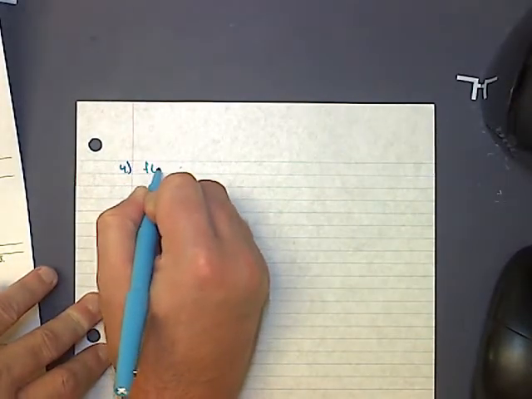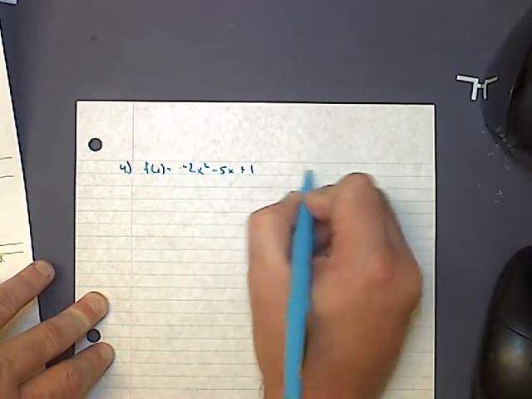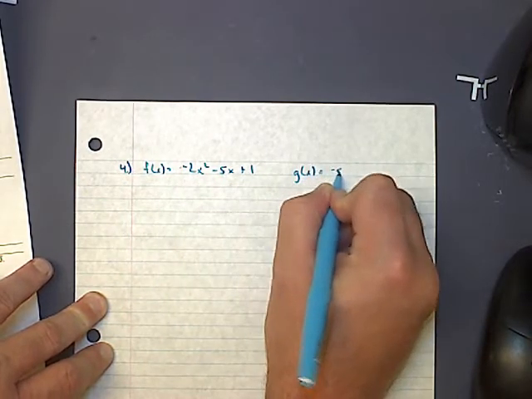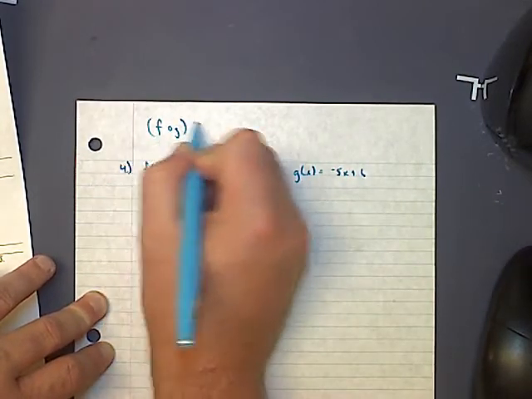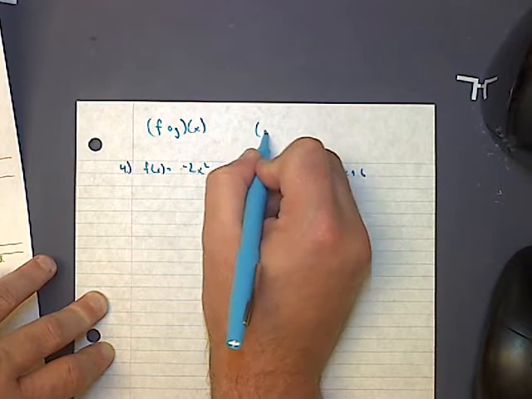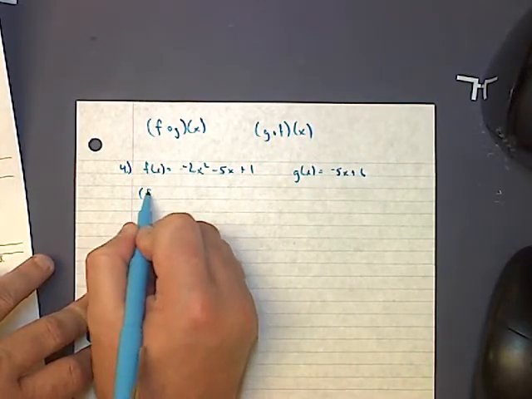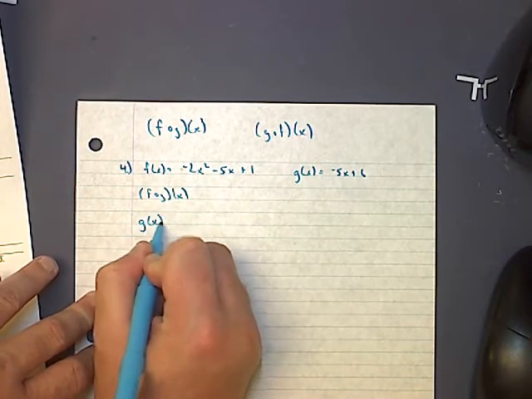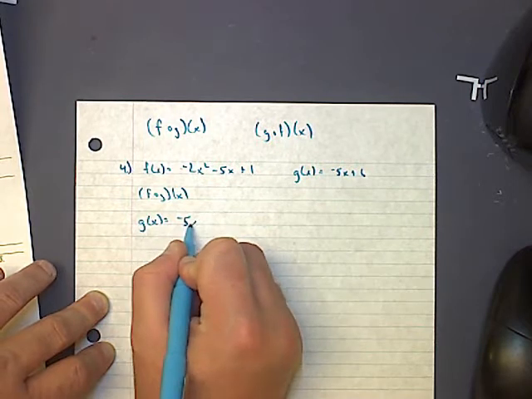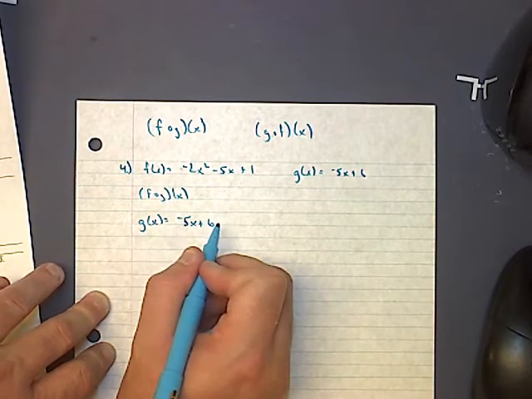We're going to look at number 4. F of x equals negative 2x squared minus 5x plus 1, and g of x equals negative 5x plus 6. And once again, I want to find f of g of x and g of f of x. I'm going to find this first one right here. F of g of x. X is closest to g. G of x equals the g function, negative 5x plus 6. I take x, I plug it in, it does not change it.